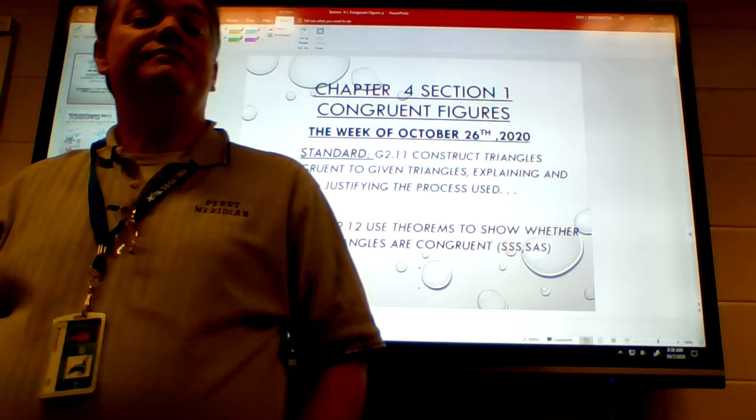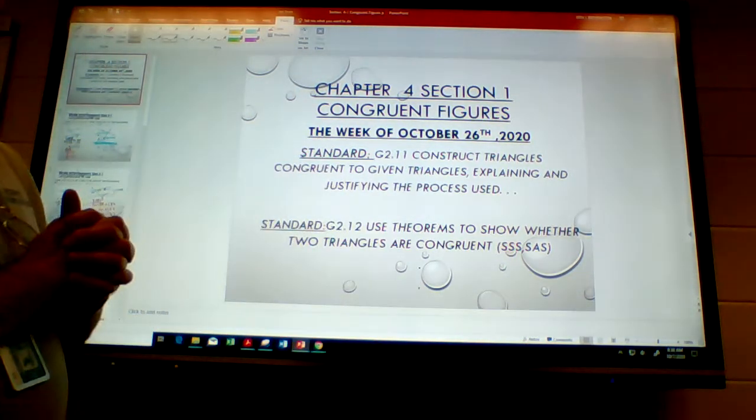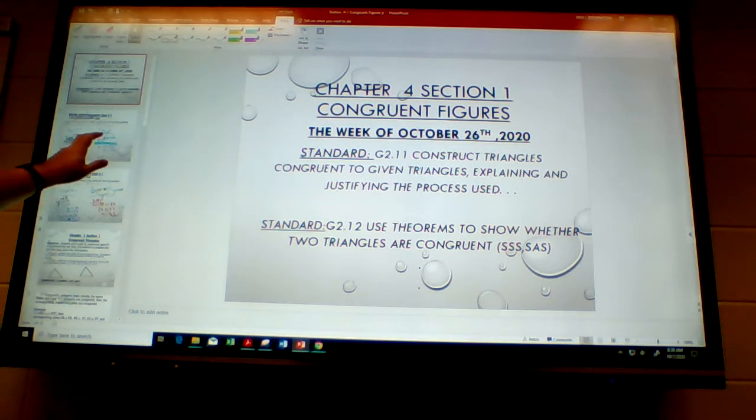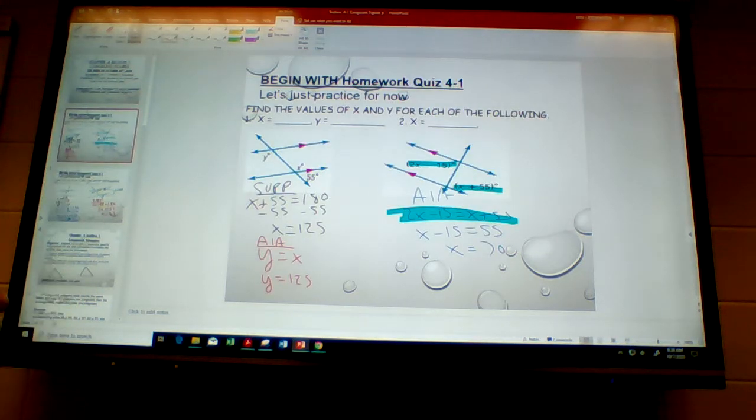Okay, we're going to start chapter 4, section 1. We're going to talk about congruent figures. Let's look at the first one, the homework quiz.